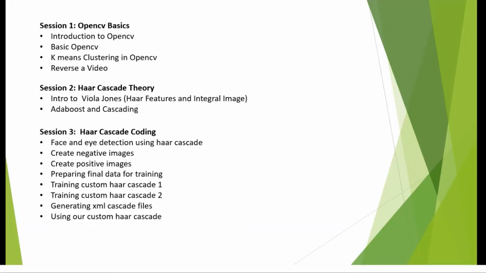In the end, we'll generate our own XML cascade file from the trained Haar cascade, and then we'll use that for our custom detection.